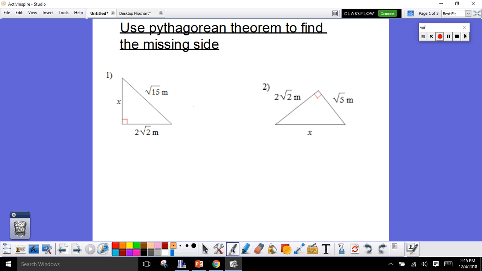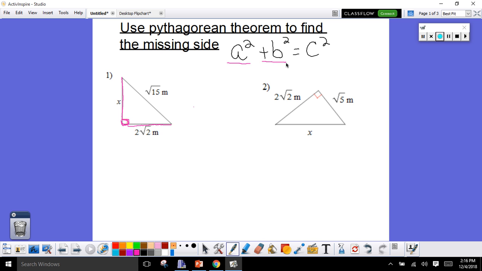We do know that the Pythagorean Theorem says that a squared plus b squared equals c squared. Okay? Remember that a and b will always be the two sides that are touching my 90-degree angle if I have a picture. So if I look at number 1, my 90-degree angle is right here. Therefore, x and 2 and the square root of 2 will be a and b.